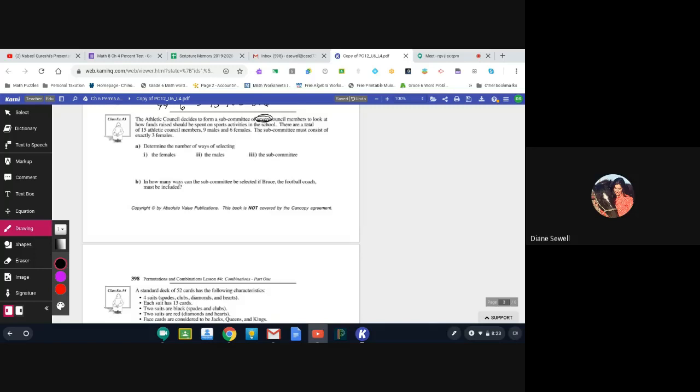It says, first, let's figure out the ways of getting the girls. So there are 6 girls in total, and we need to choose 3 of them. So we could get 20. Now the ways of getting the males, there are 9 males. And remember, we need 4 of them because we're going to have 3 females. So we need 4 males. And when you put that in your calculator, you get 126. So the subcommittee needs these females and it needs the males. You're going to times those together.